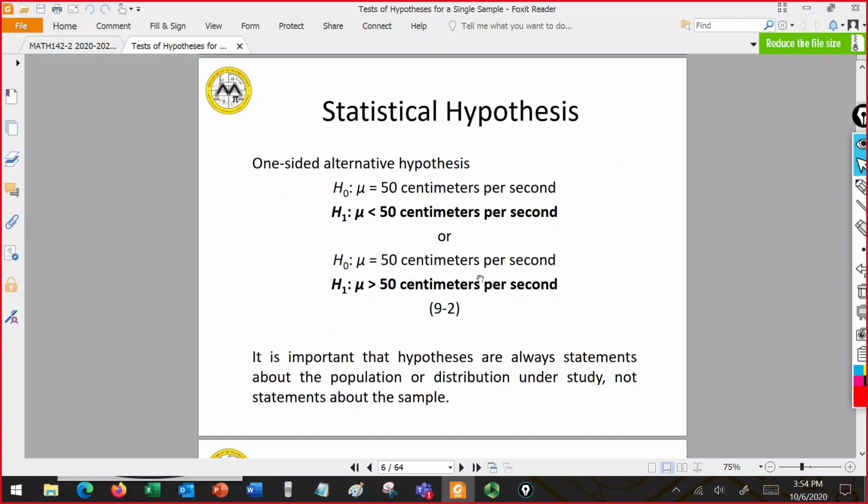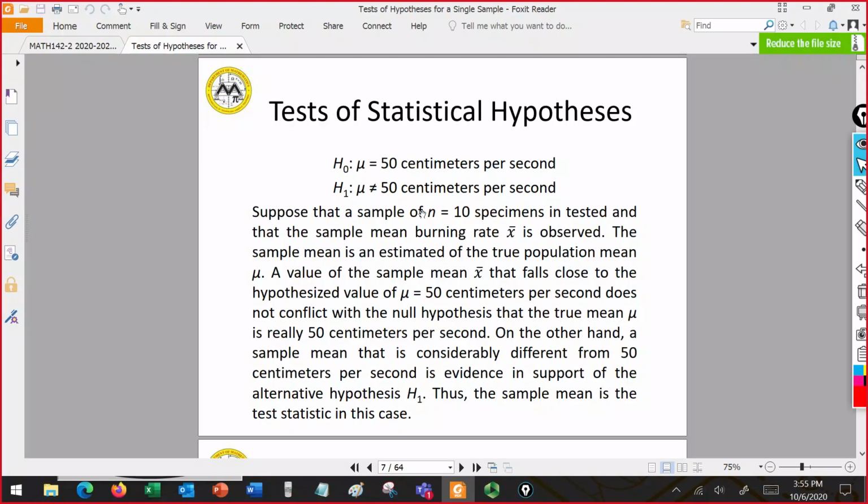One-sided alternative hypothesis, so it's either yung sa H1, either mu is less than 50 or mu is greater than 50. Important, hypotheses are always statements about the population or distribution under study, not statements about the sample. We don't see X bar here. It's always mu. For two-sided, so there's no specific direction. That's why we use the not equal symbol for the alternative hypothesis.